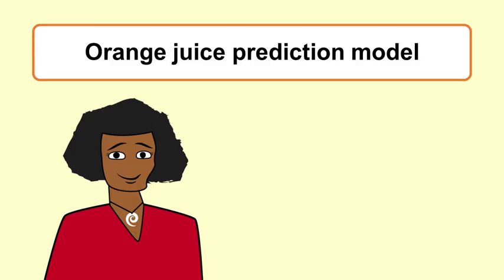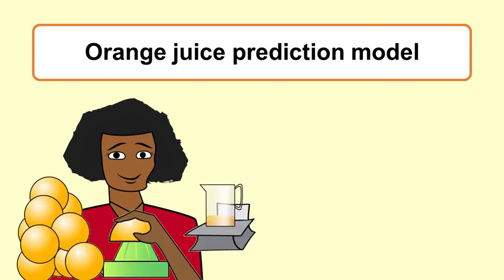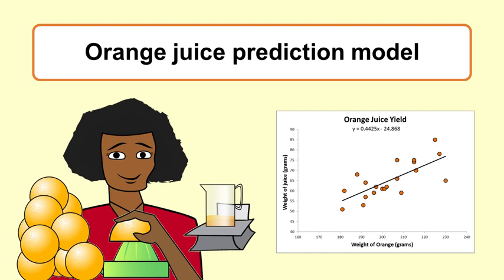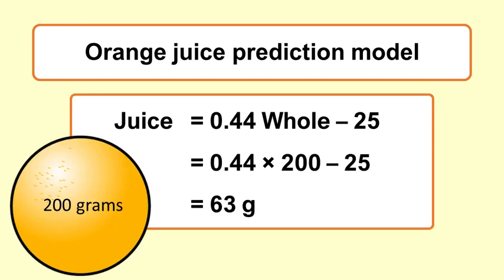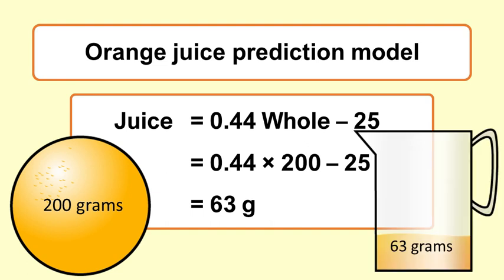line. Waimarie's orange juice. Based on data from 20 oranges, Waimarie has developed a regression model to predict the amount of orange juice in an orange of a given weight. The model is juice equals 0.44 times whole minus 25. Using this model or formula, she finds that an orange that weighs 200 grams would be expected to yield 0.44 times 200 minus 25, which equals 63 grams of juice.